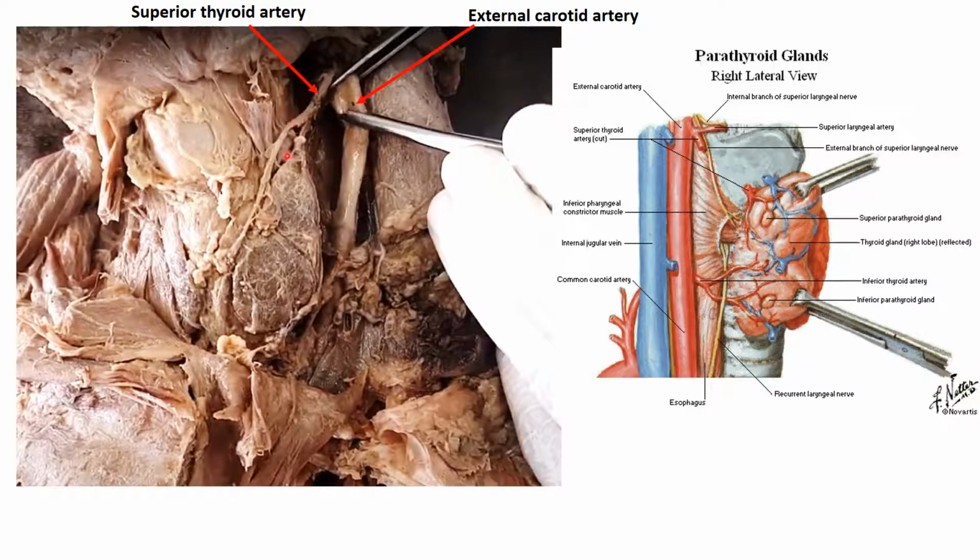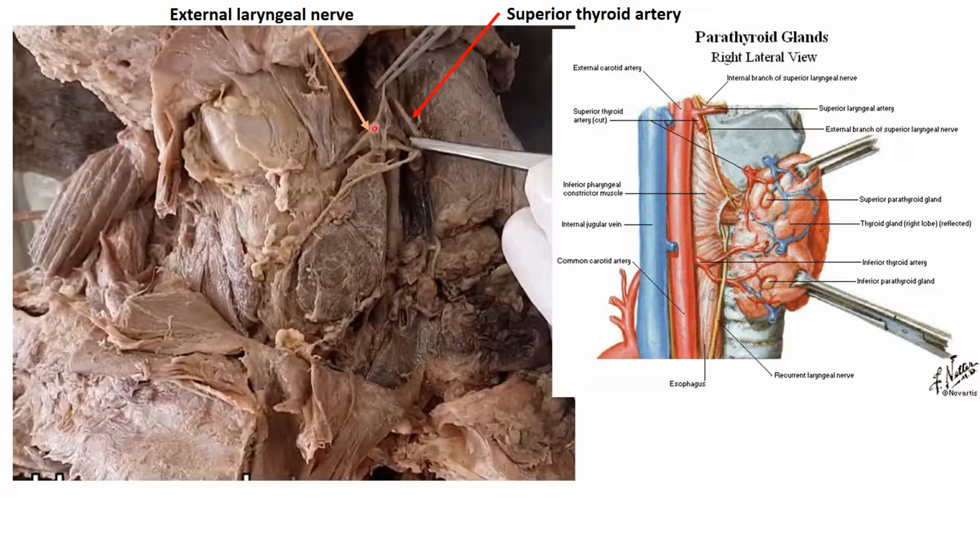And as you go deep to it, you can see this structure. This structure is the external laryngeal nerve. The external laryngeal nerve is a branch of the vagus nerve, and it lies deep to the apical part, or the apex, of the thyroid gland. Earlier these two structures, the superior thyroid artery and external laryngeal nerve, run together, and as they approach the upper pole of the thyroid gland, they diverge.